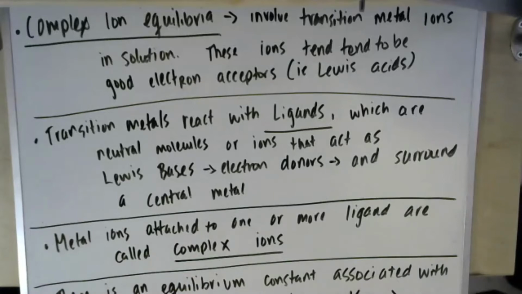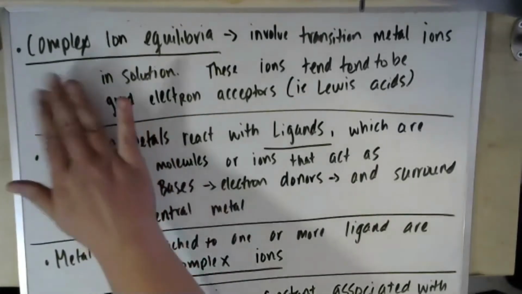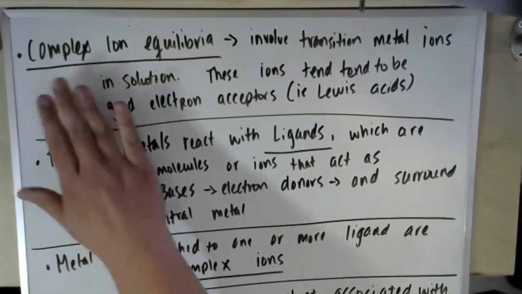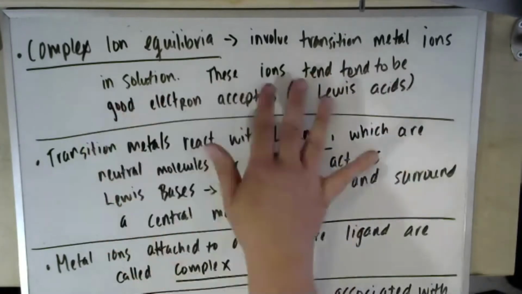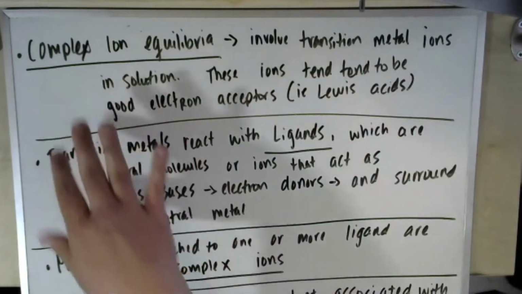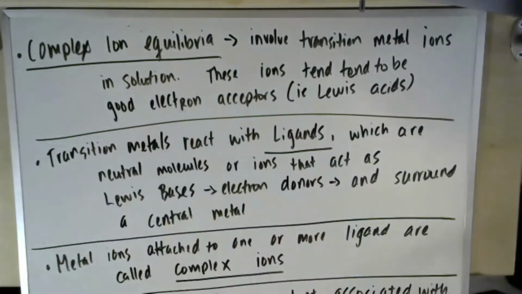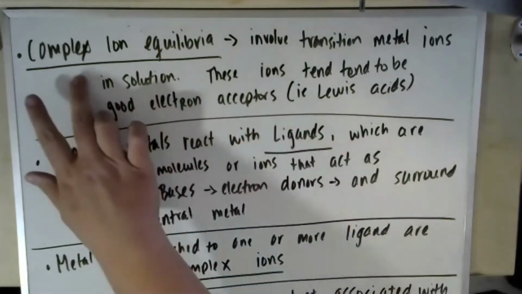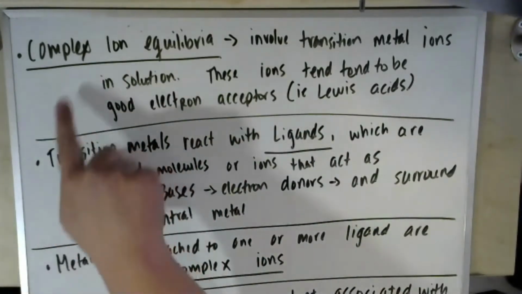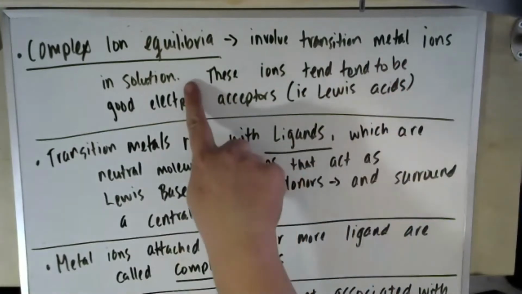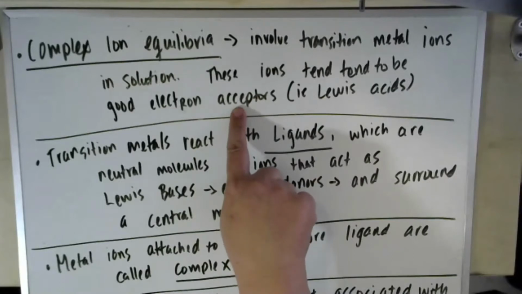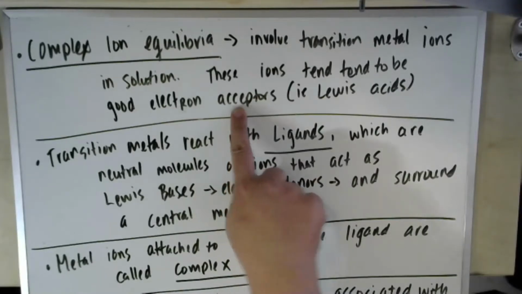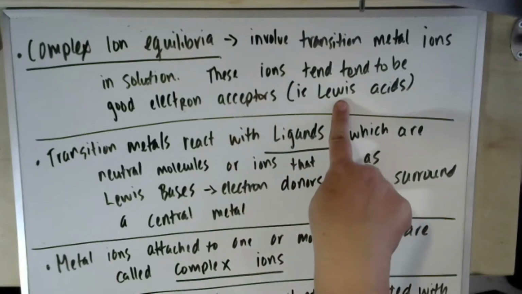All right, so let's talk this out. First of all, our complex ion equilibria is going to involve transition metal ions. Transition metals are super important in your complex ion equilibria. And that's because your transition metals have those d electron orbitals, and those become involved in these processes. These transition metal ions act as very good electron acceptors. And if you remember back to last chapter, that's the definition of a good Lewis acid, something that accepts electrons.